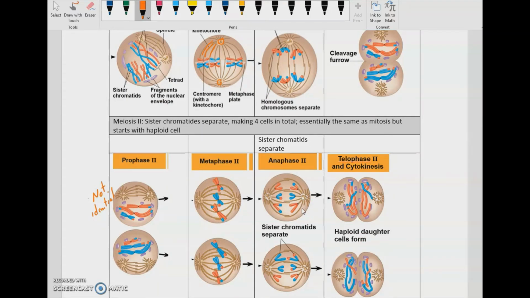Then, in metaphase II, they line up on the plate. In anaphase, the sister chromatids separate. And we get telophase and cytokinesis. And we end up with 4 non-identical cells. And they're haploid. We do this so that when we take 2 haploid cells together, an egg and a sperm, we get a diploid organism, which is our goal after all.